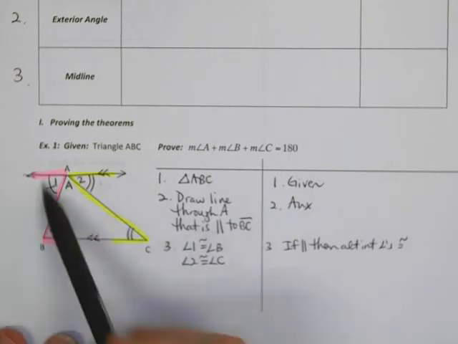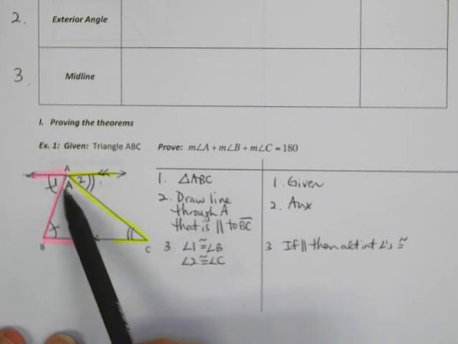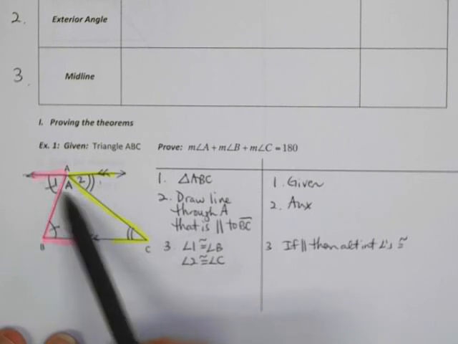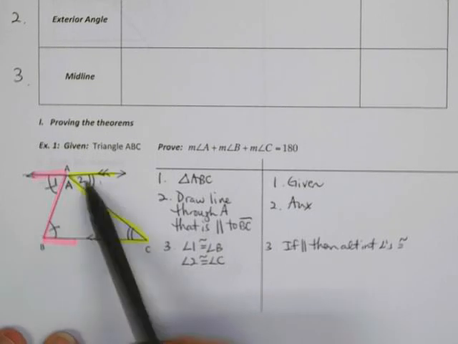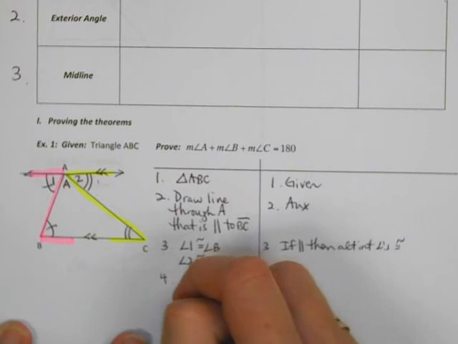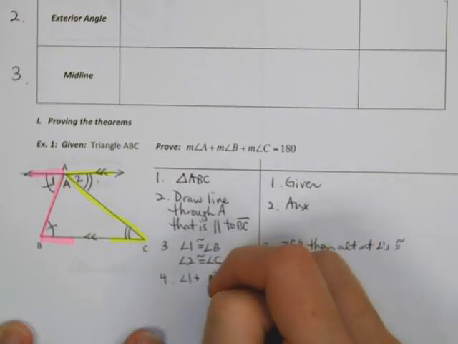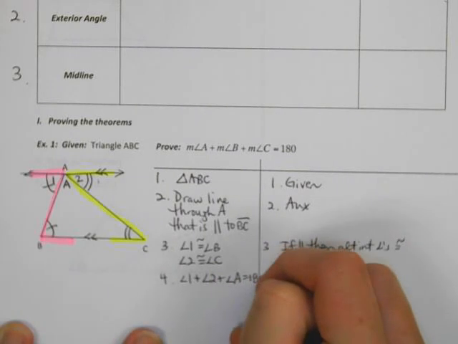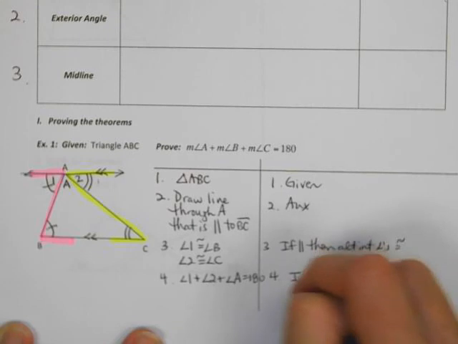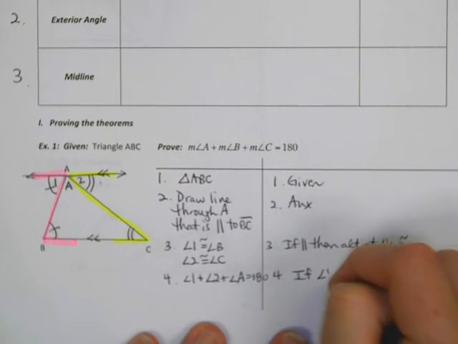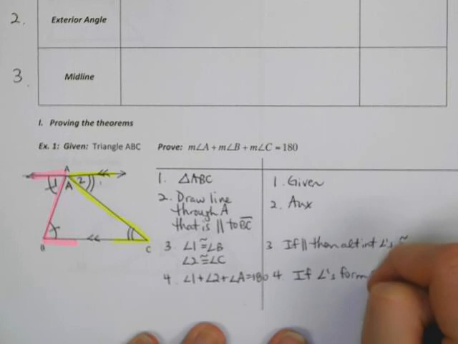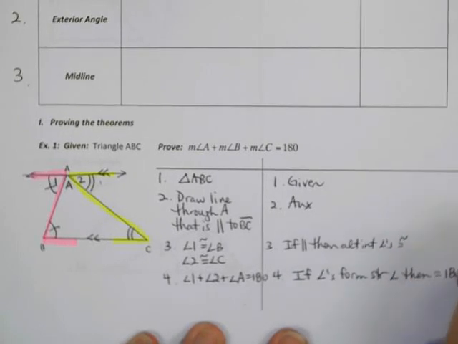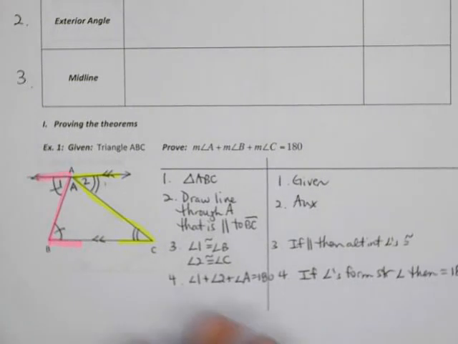Now, look up here at the top. What do I know about angle 1, angle A, and angle 2? Together, you should see that all of them make this full straight angle, which is 180 degrees. So I'm going to say angle 1 plus angle 2 plus angle A equals 180. And my reason for that, I'm just going to say if angles form a straight angle, then they equal 180 degrees.